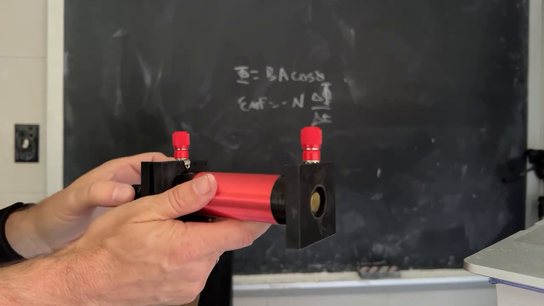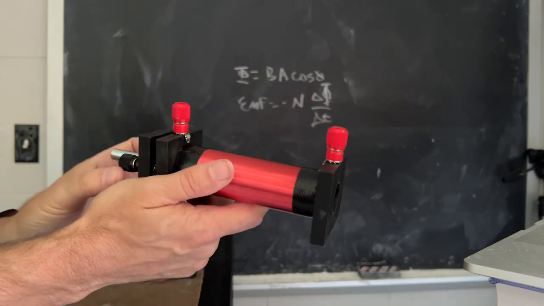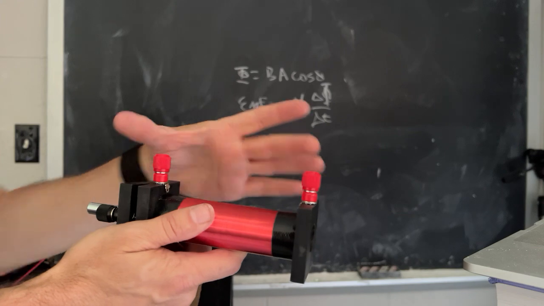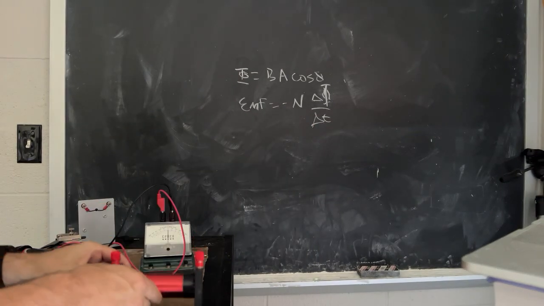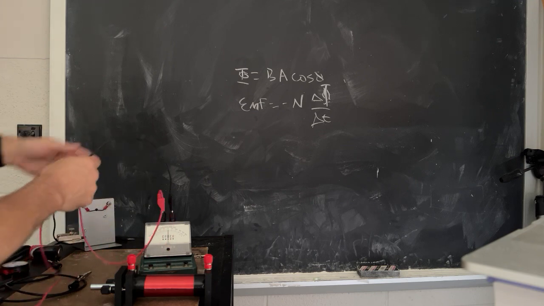So I can apply a voltage here to the inner coil, and that will produce a voltage there. Based on the ratio of turns, the changing voltage here will give a different changing voltage there. So let's just plug this in and see if it works. I'm going to plug in my galvanometer.